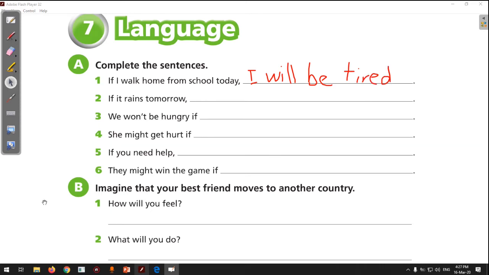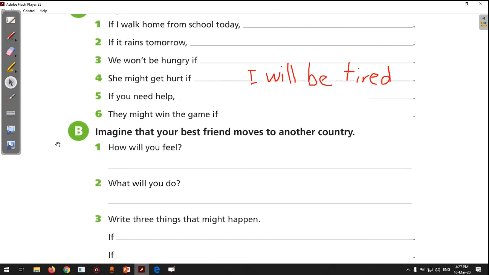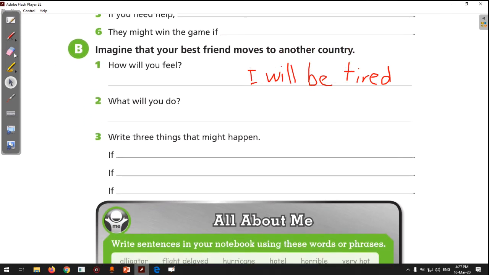Okay, let's check the next one. Imagine that the best friend moves to another country. How will you feel? This is completely easy. You can feel it by yourself. You can say, I feel sad, or I feel happy, or whatever you want to write.